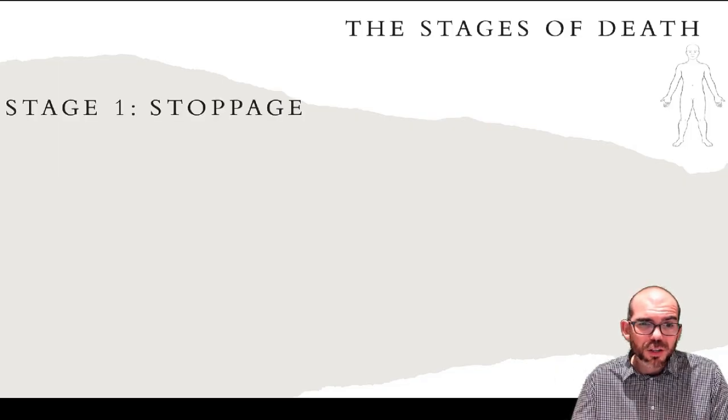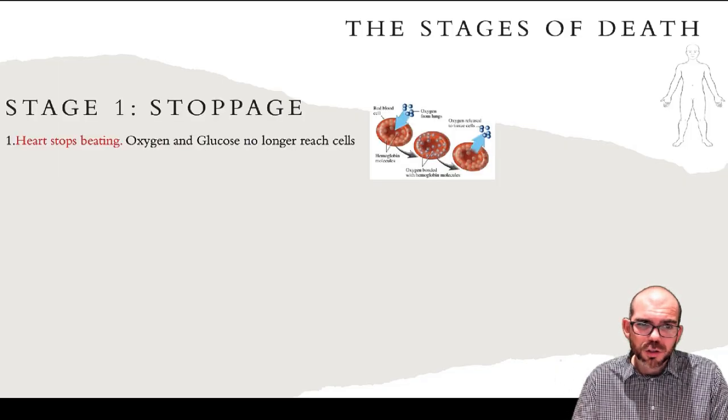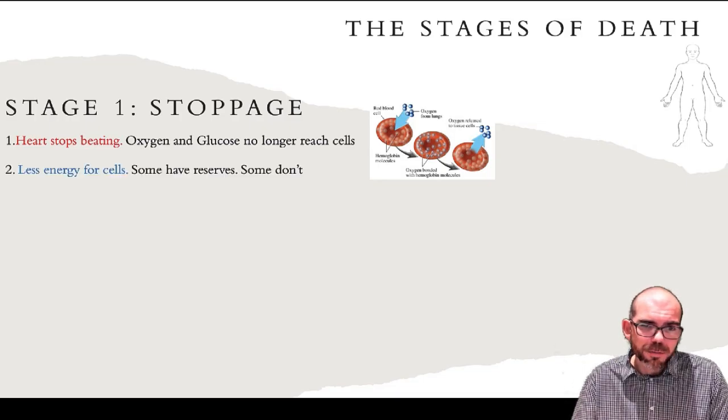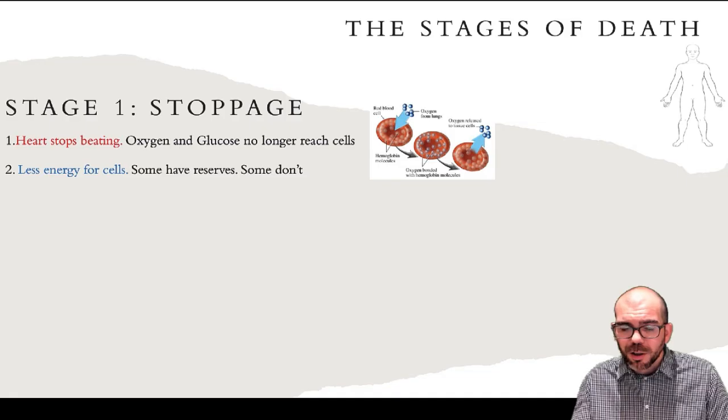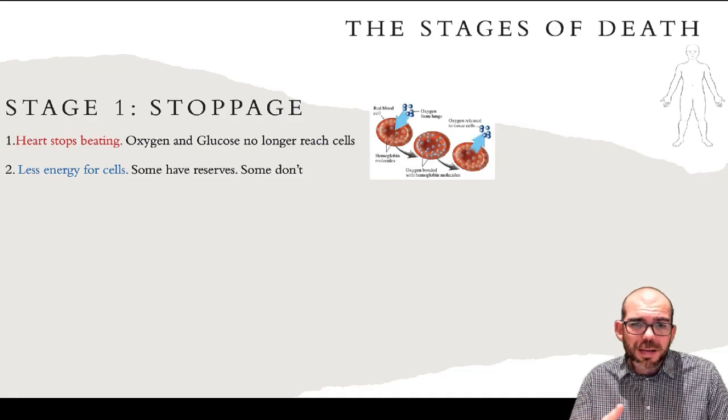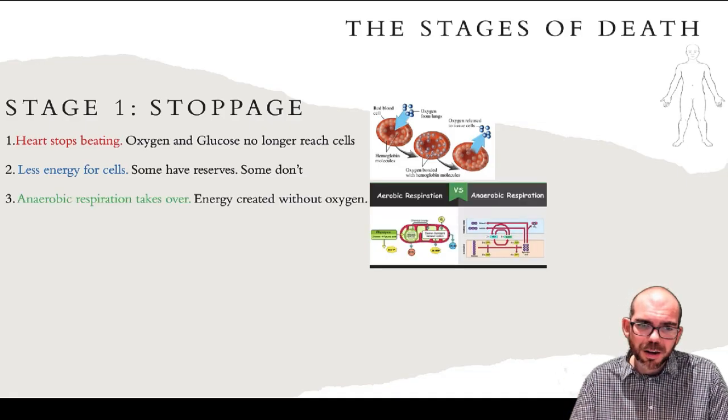The first stage is commonly called stoppage. When stoppage occurs, the heart stops beating, so there's no more oxygen or glucose sugar to reach the cells in your body. Your bodies need those to sustain their life functions. That means there's less energy for your cells. The thing here is some cells have reserves of oxygen and glucose that will keep them going for a little bit longer, but others don't. They'll immediately start dying once that supply is cut off.